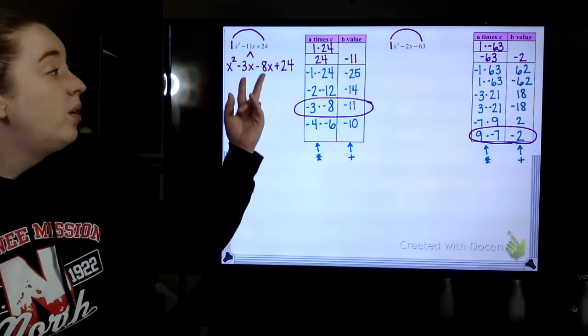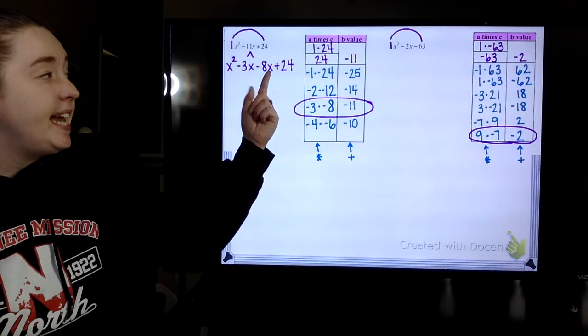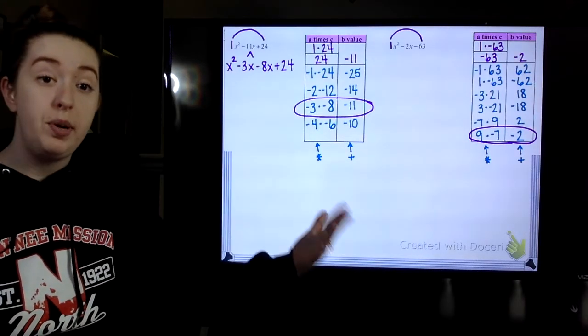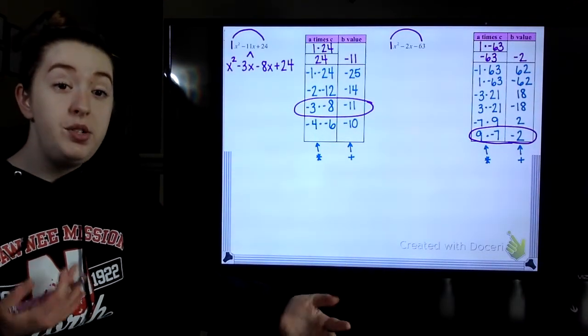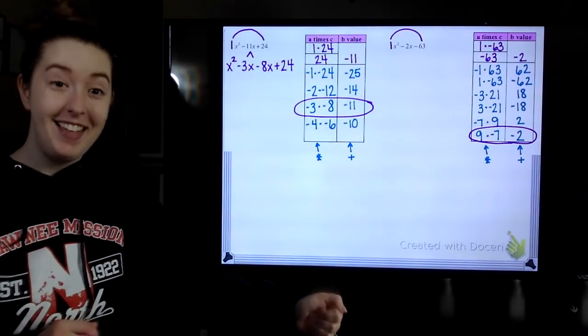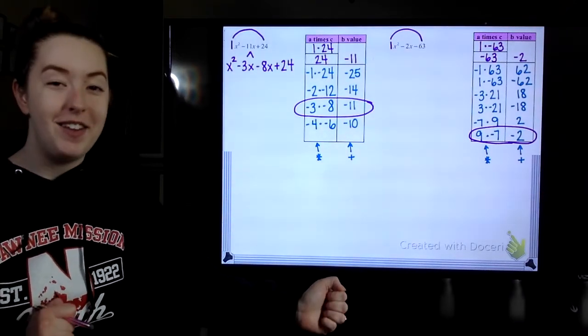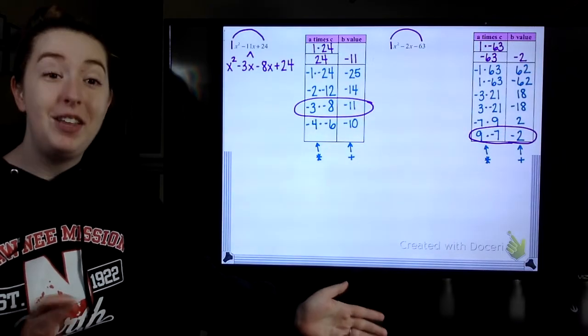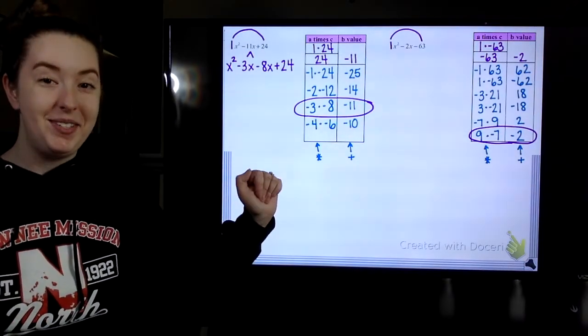Okay? Now, negative 3x, negative 8x, it doesn't matter which order you put that in there. As long as you do everything correctly, you're going to get the same answer as me. Okay? So order right now doesn't matter very much. Okay, let's go through and split all of our middle terms.